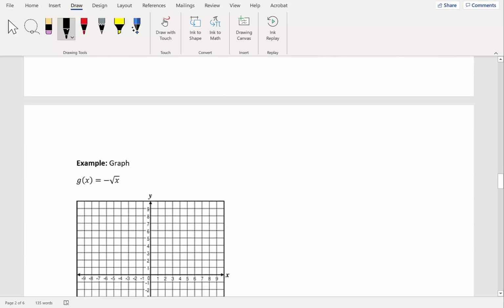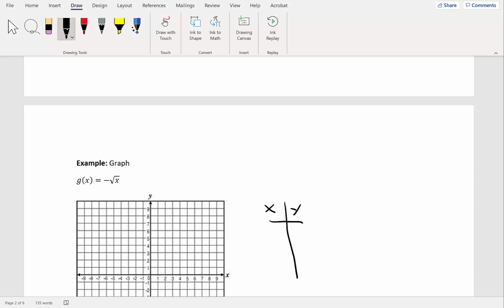Now let's take a look at graphing. So we have g of x is equal to negative square root of x. With graphing, all we've really seen so far is linear functions, where we could use the slope and the y-intercept. But when you get a function that's not linear, we can't really use the slope and y-intercept. The reason why is because the slope at each point is going to be different. So in this particular case, we're going to go ahead and create a table. Let's create our xy table and plot some points.